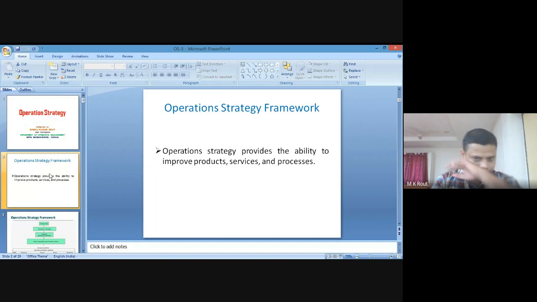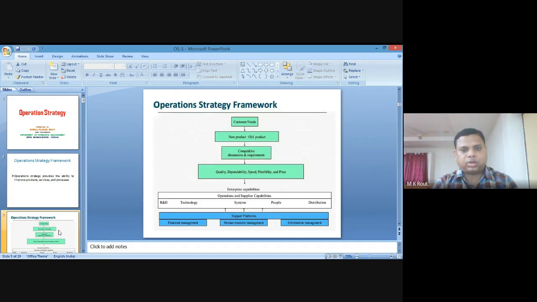In case of your operation strategy framework, operation strategy provides the ability to improve product, service, as well as the manufacturing process. In the last class, we discussed how the operation strategy framework should be done. Initially, the customer provides the demand information in the form of need. According to the customer need, most companies either focus on an old product or focus on the introduction of a new product in the market.